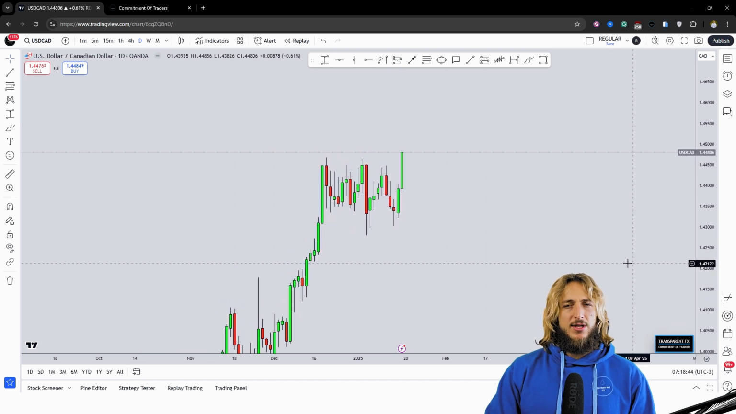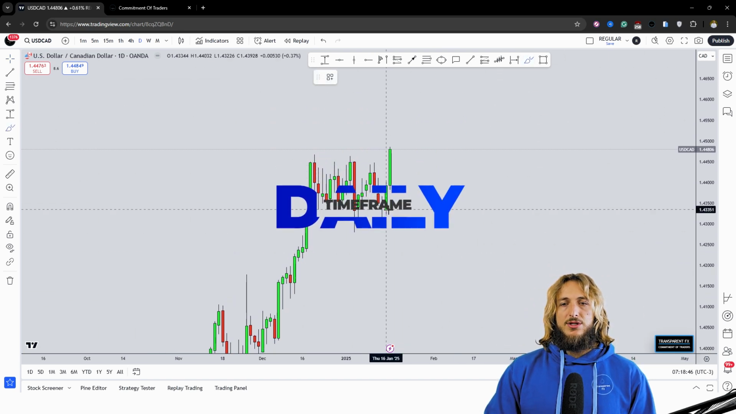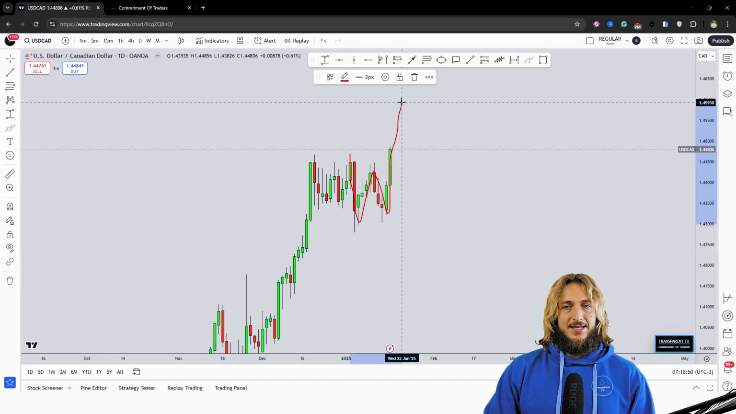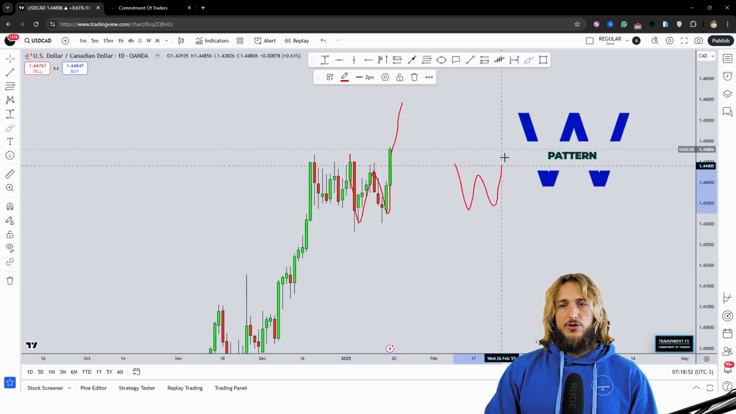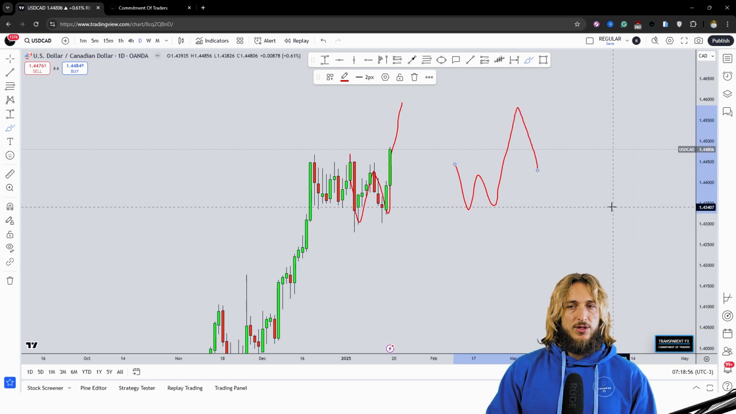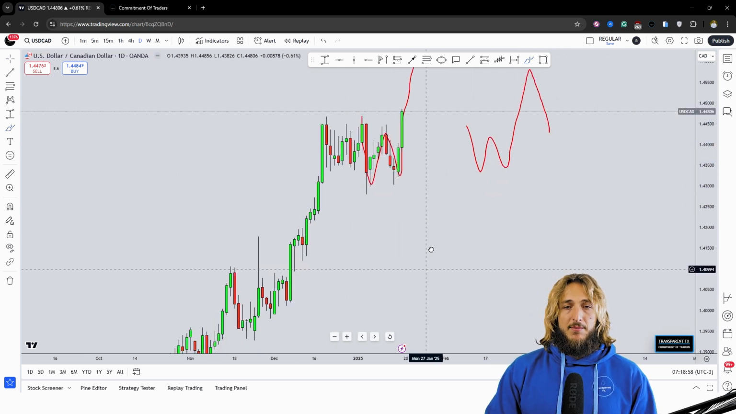And if we drop down to the daily time frame, we can notice how this push to the upside is actually starting to create an overextended W formation. Now, after the creation of an overextended W, what you would naturally expect is for the market to create a correction. This is a quite common manipulation pattern.